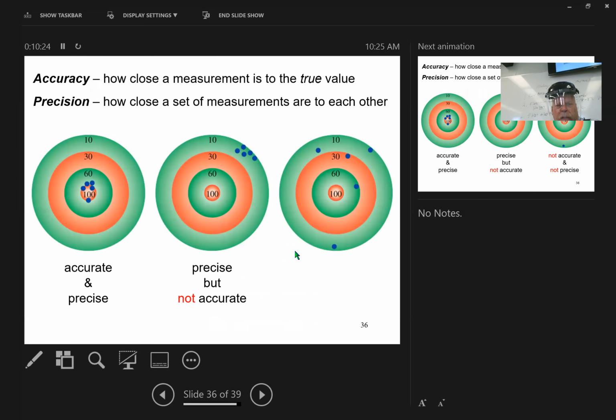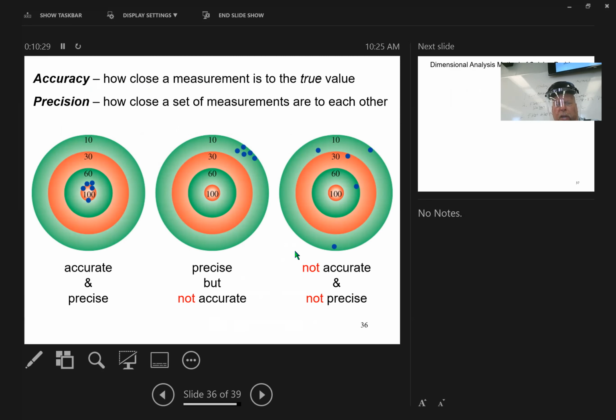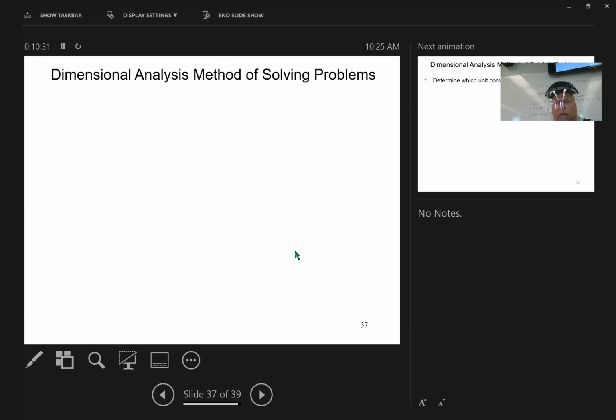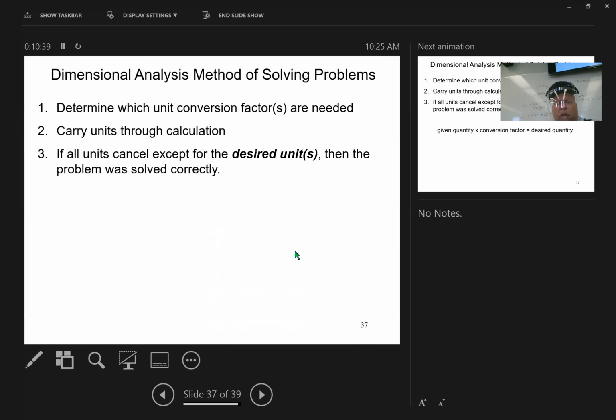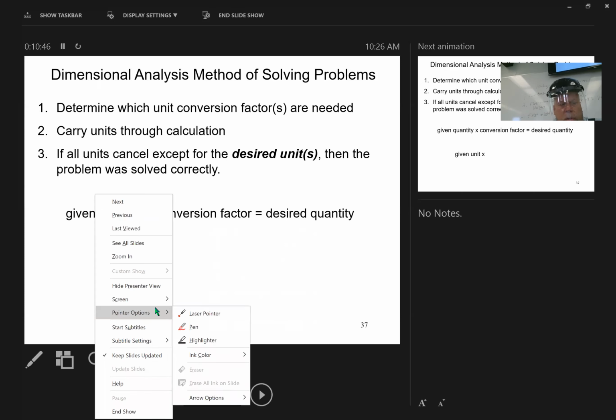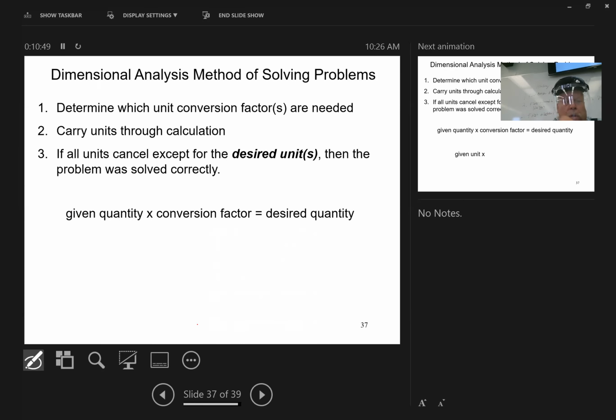Accuracy and precision. These are some more things: accurate and precise, precise but not accurate, and not accurate and not precise. And then the dimensional analysis method of solving problems. I went through that before. Essentially, you carry the units through the calculations. So you start with the whole thing of A times 1 equals A. And essentially, you just change the units.